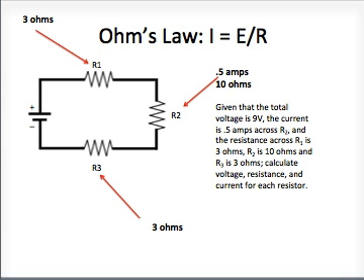Given that the total voltage is 9 volts and the current is 0.5 amps across resistor 2, and the resistance across resistor 1 is 3 ohms, resistor 2 is 10 ohms, and resistor 3 is 5 ohms. Calculate the voltage and current for each resistor.